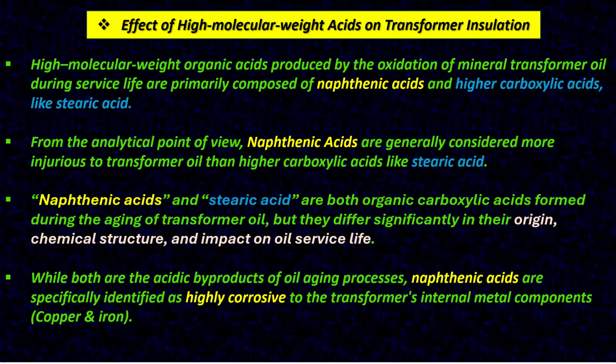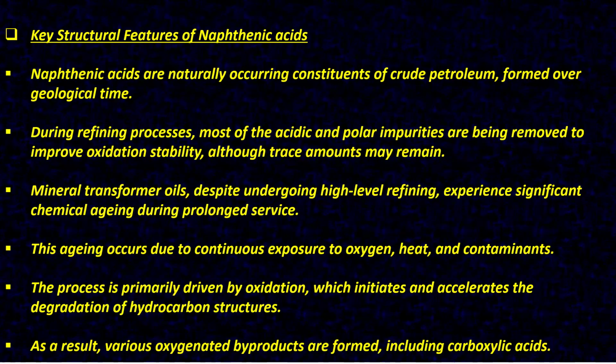Naphthenic acids and stearic acids are both organic carboxylic acids formed during the aging of transformer oil, but they differ significantly in their origin, chemical structure, and impact on oil service life. While both are acidic byproducts of oil aging processes, naphthenic acids are especially identified as highly corrosive to the transformer's internal metal components, that is copper and iron. Key structural features of naphthenic acids. Naphthenic acids are naturally occurring constituents of crude petroleum formed over geological time.